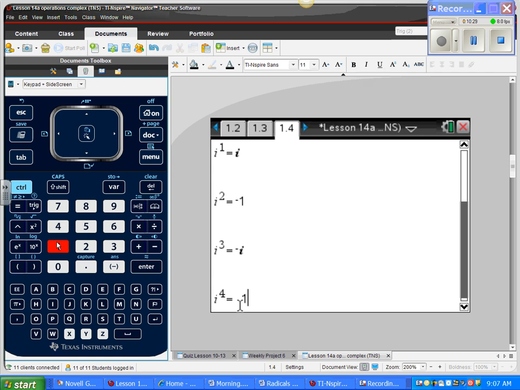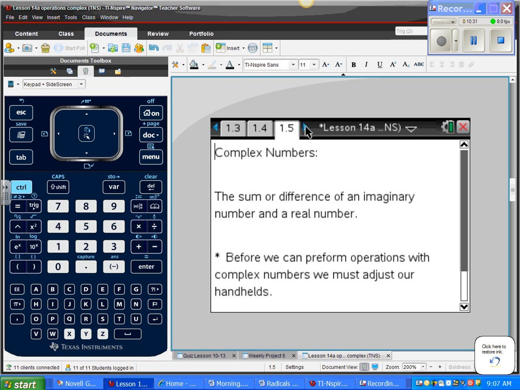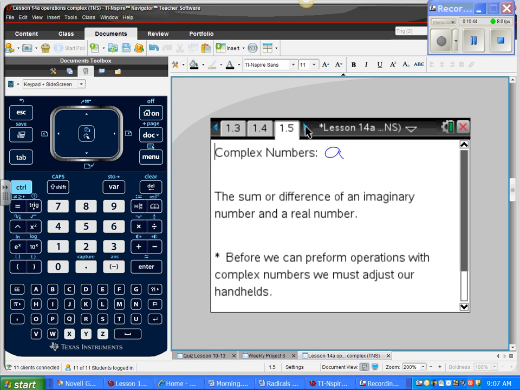All right, so next page. Let's talk about complex numbers. Those were all imaginary numbers, just imaginary. Now let's talk complex. Complex means that we're going to have a real part and an imaginary part. That is always set up like this, a plus bi. a is some real number, so this is your real part, and bi is your imaginary part.